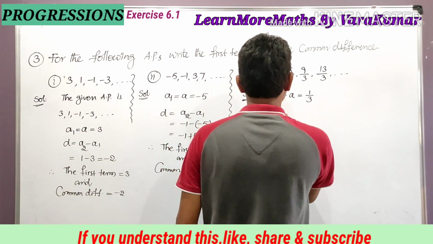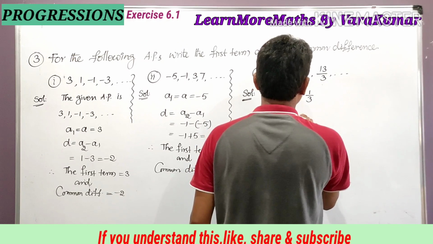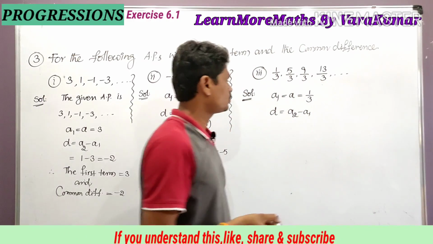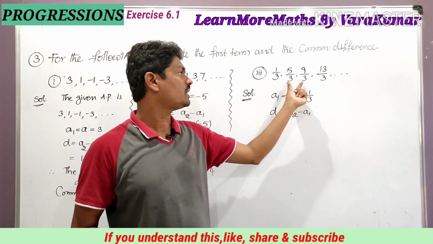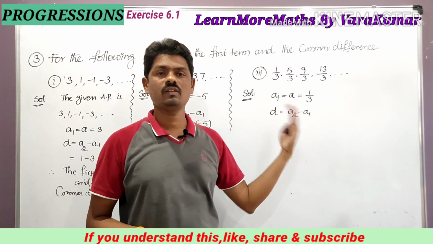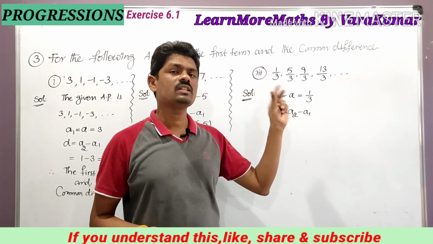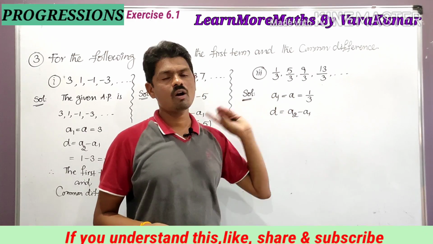And the common difference D is equal to A2 minus A1. So student, not only A2 minus A1, we can find A4 minus A3 or A3 minus A2 or A2 minus A1. So we can find the difference of any two successive terms. So that is the common difference, student.